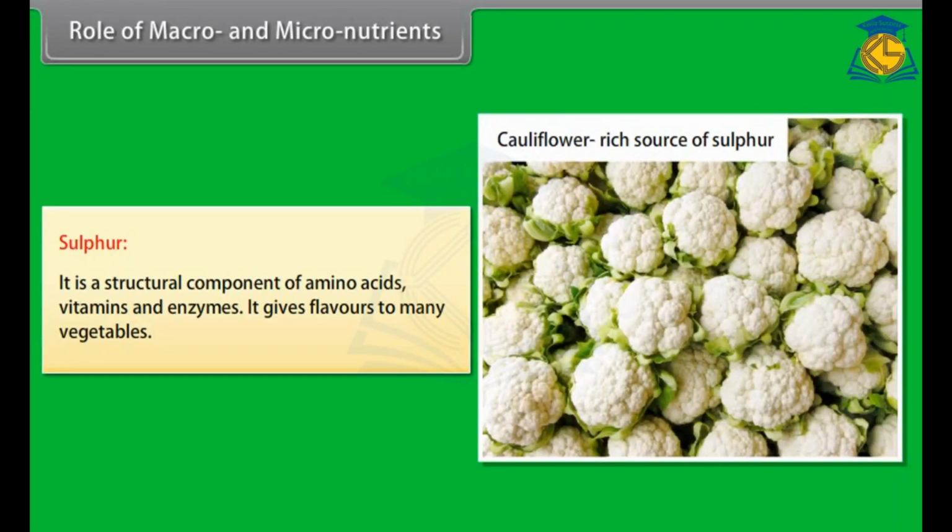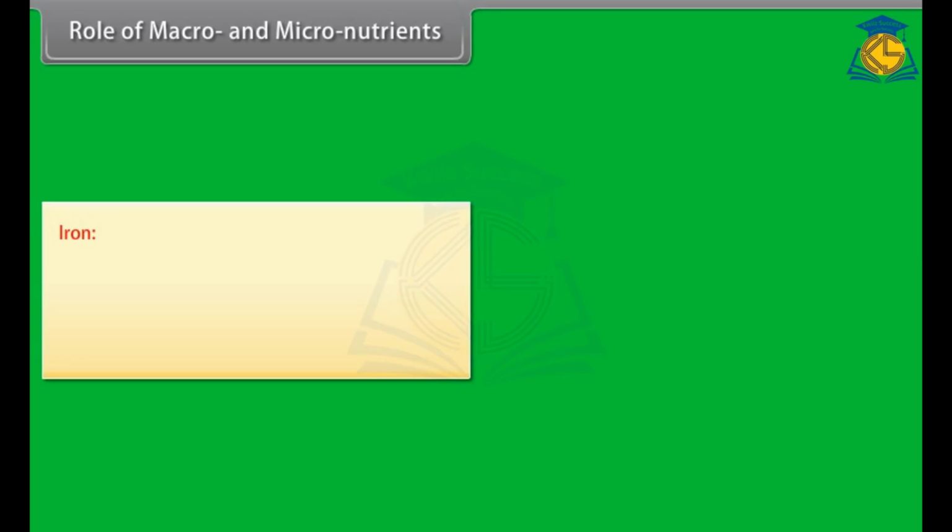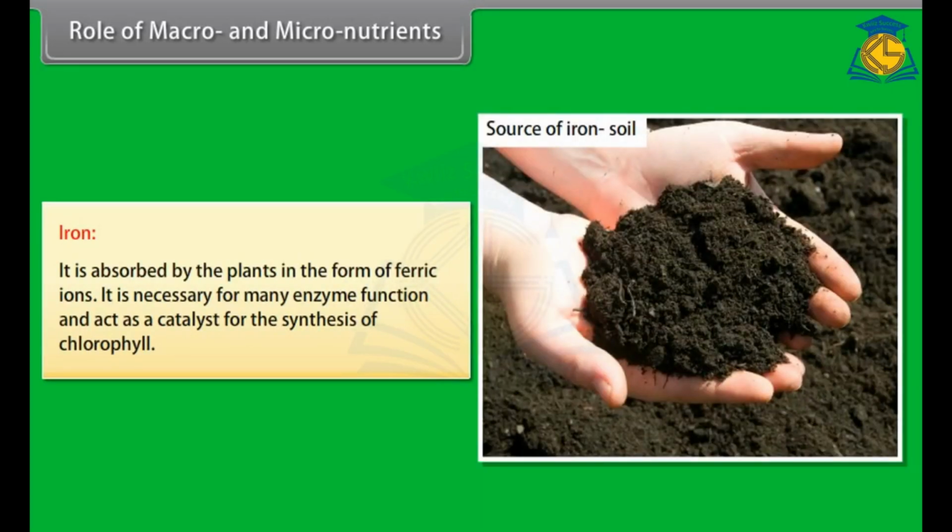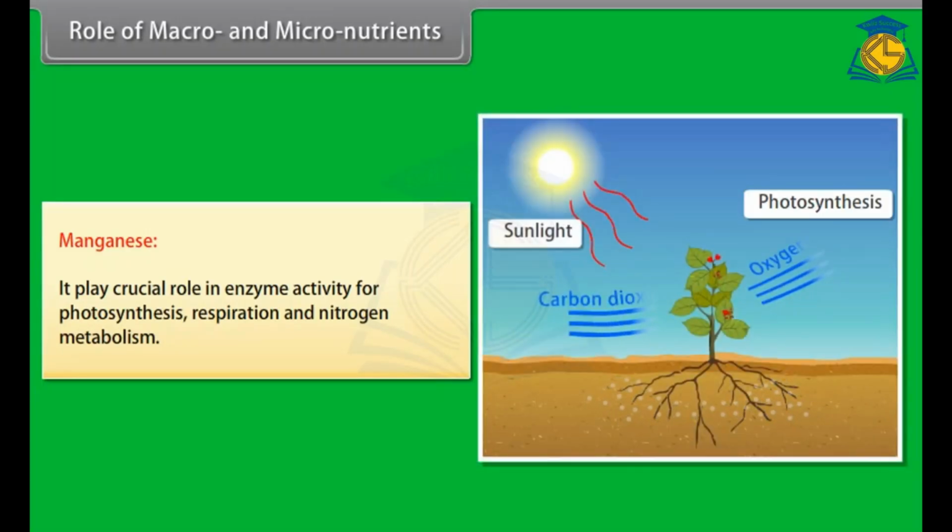It gives flavors to many vegetables. Iron. It is absorbed by the plants in the form of ferric ions. It is necessary for many enzymes' function and acts as a catalyst for the synthesis of chlorophyll. Manganese. It plays a crucial role in enzyme activity for photosynthesis, respiration and nitrogen metabolism.